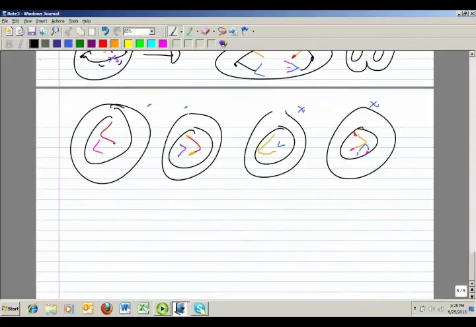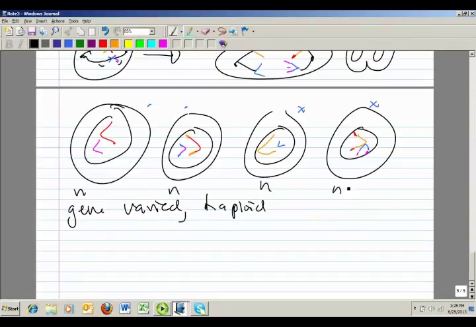So you can see that they are indeed genetically varied. They are haploid, only one big chromosome and one little chromosome. They are also, there's 4 of them, and they'll be ready to undergo fertilization to form a new zygote.